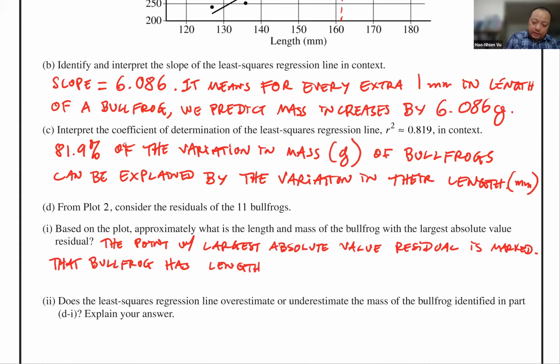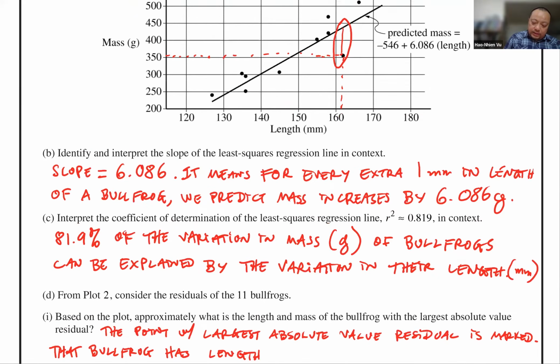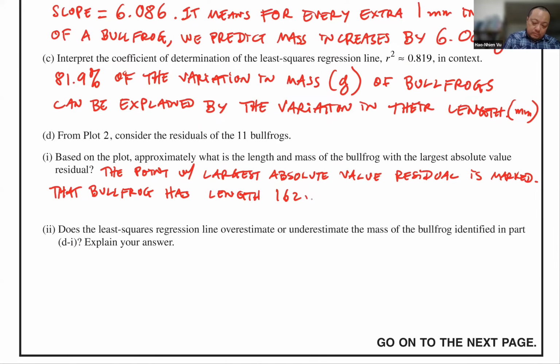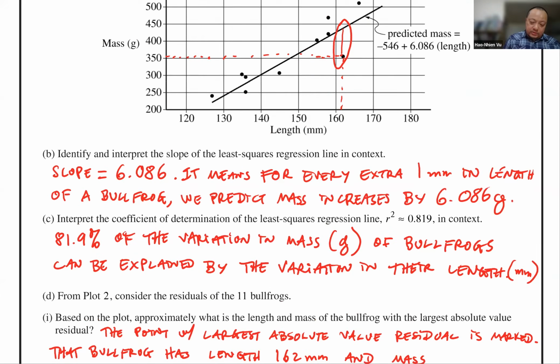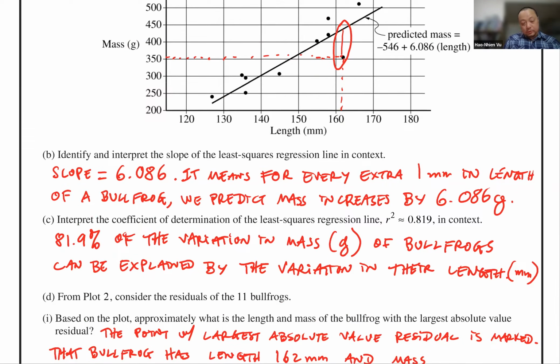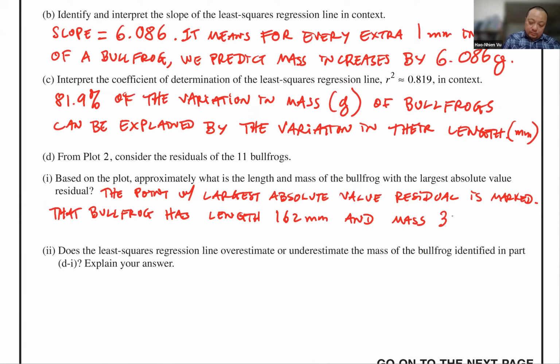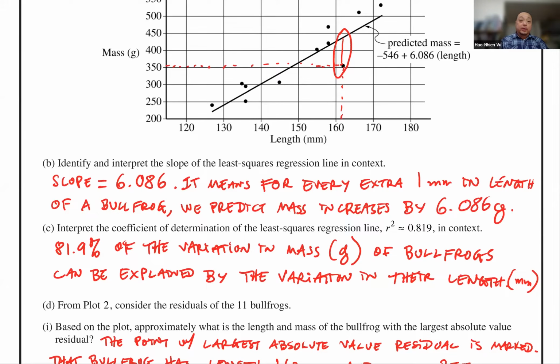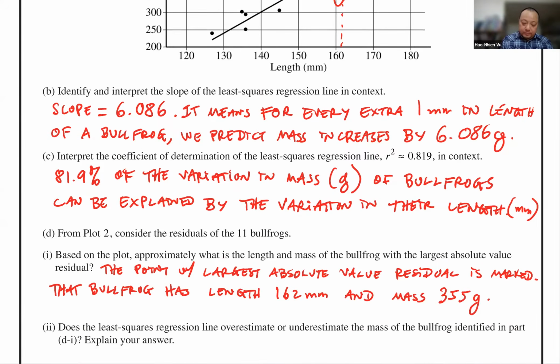And that bullfrog has length, looks like about 162, maybe? And mass of 355. Don't sweat if you cannot precisely estimate all of these values that fall between two values. Anything that's reasonable is fine.